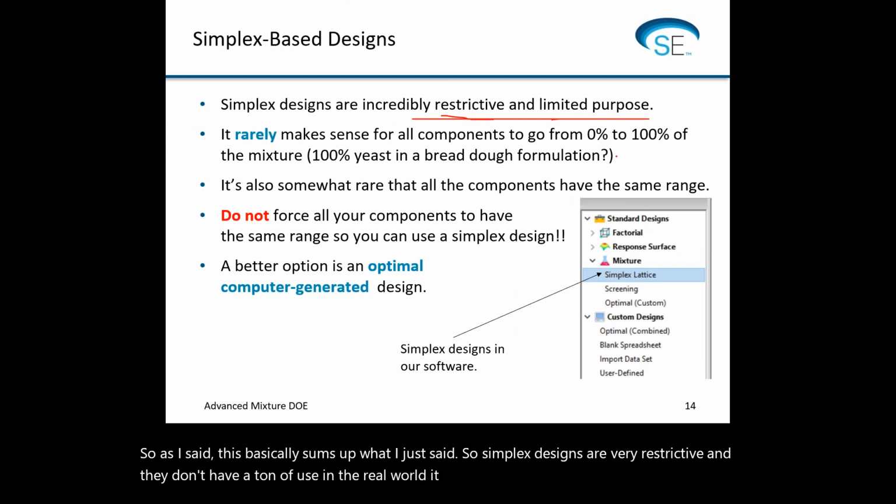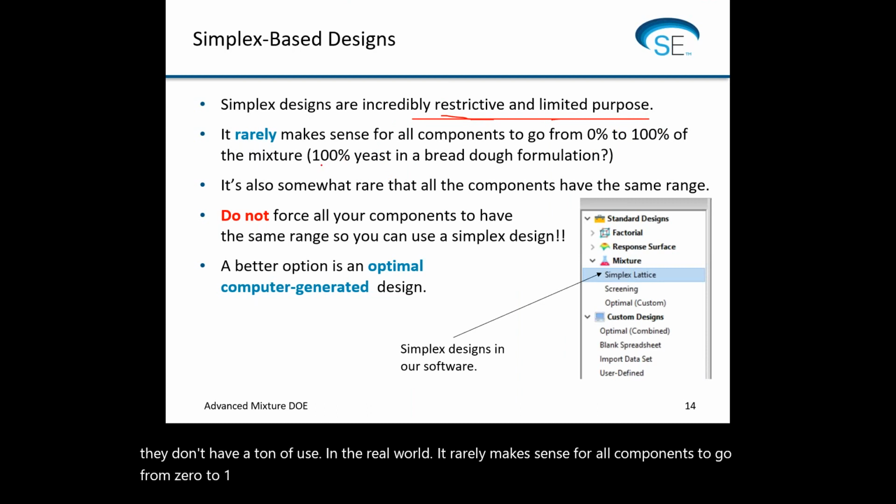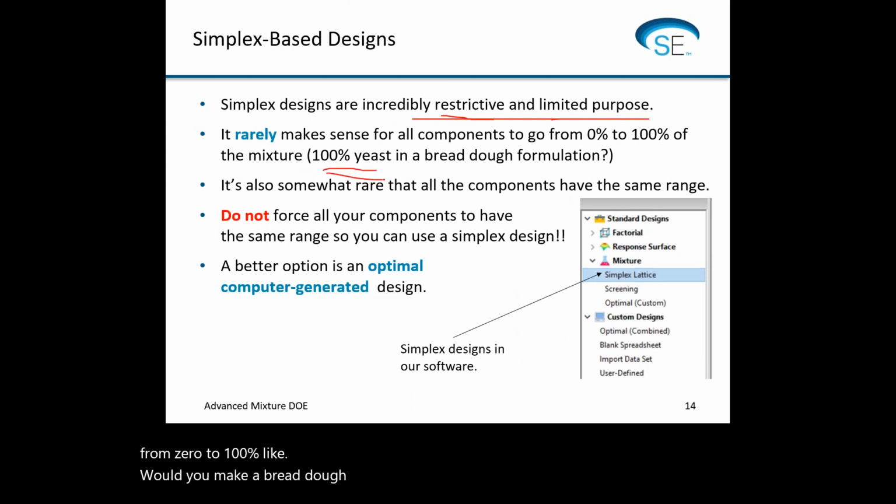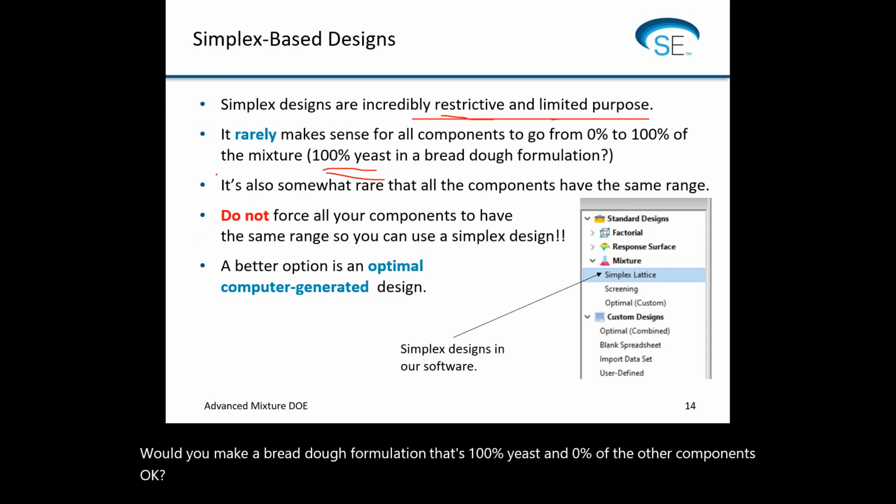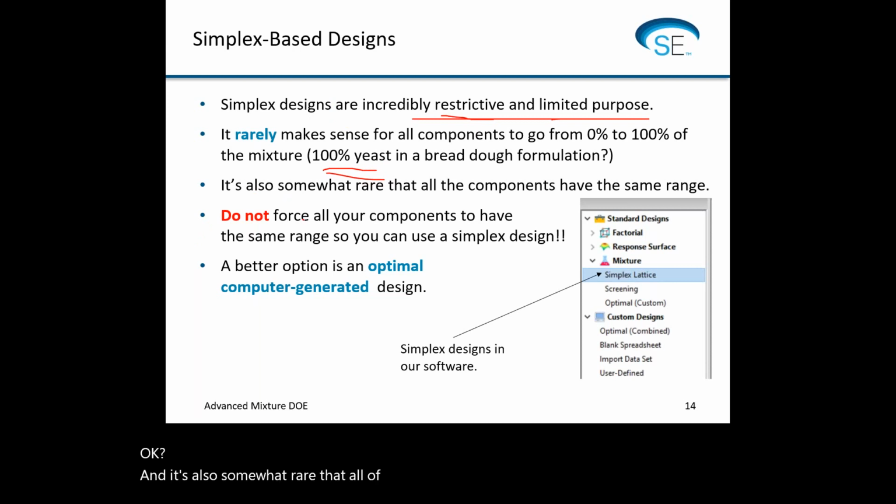It rarely makes sense for all components to go from 0 to 100%. Like, would you make a bread dough formulation that's 100% yeast and 0% of the other components? Okay. And it's also somewhat rare that all of your components have the same range.